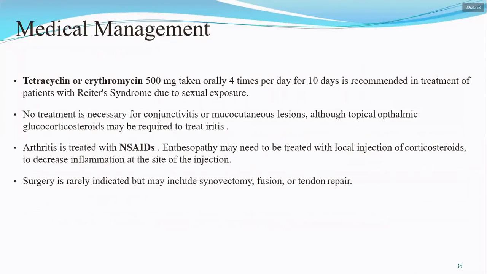For the conjunctivitis or mucocutaneous lesion, although no treatment is necessary, you can use a topical glucocorticosteroid. Similarly, you can treat the enthesopathy with a local injection of steroid, but these are short term and don't have a long-term effect. Sometimes this local steroid injection may weaken the tendon, and that can also cause rupture of the tendon.